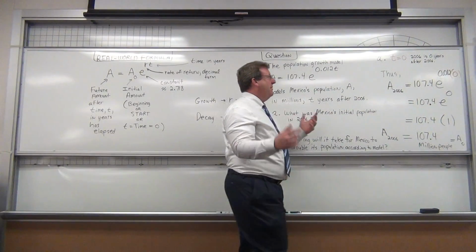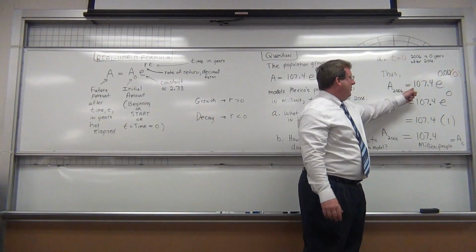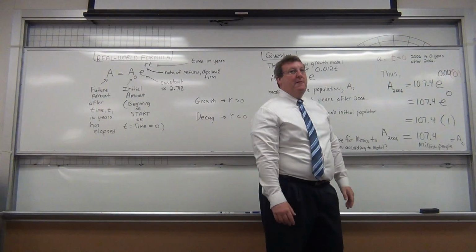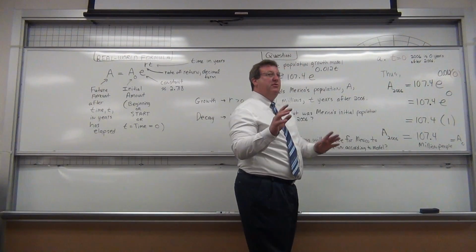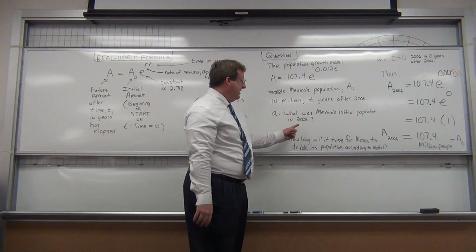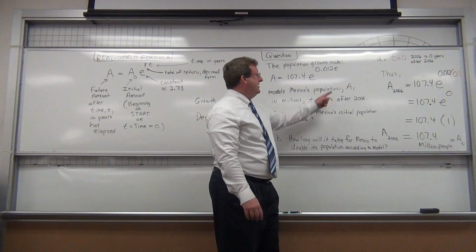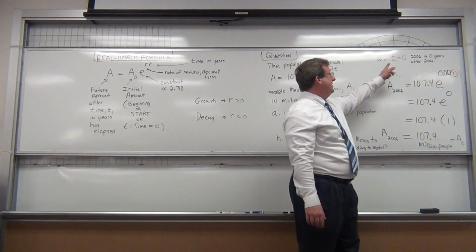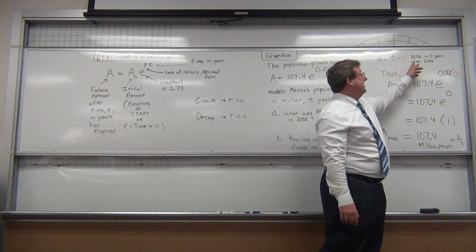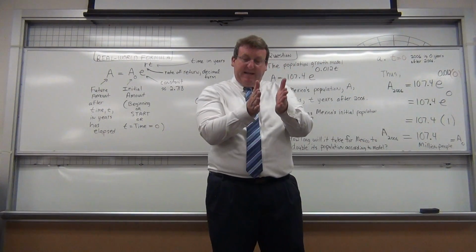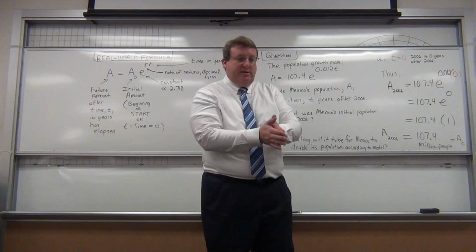Well, you can do it a couple different ways. You can just say, well, that's the number in front of the E, so it's 107.4, and you'd be right. But what if you didn't remember that? How could you apply this formula? So notice they say the population in 2006. Well, what is T going to be in 2006? Well, T is going to equal 0. Because 2006 is 0 years after 2006. So it's basically at the beginning, at the start.